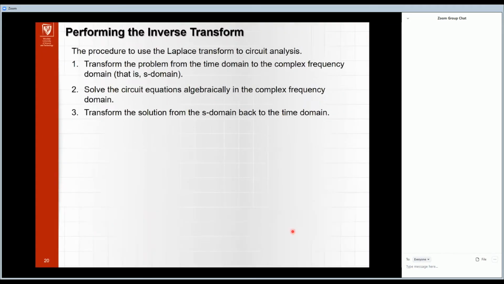Okay, and now it is the moment when we're talking about the inverse transform. Maybe at this moment I make a short break for 10 minutes. Okay, so we start at 10:15.